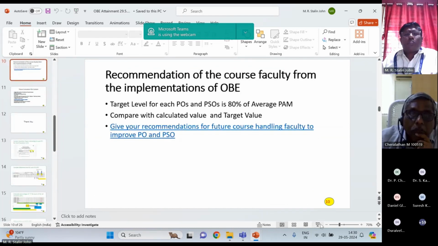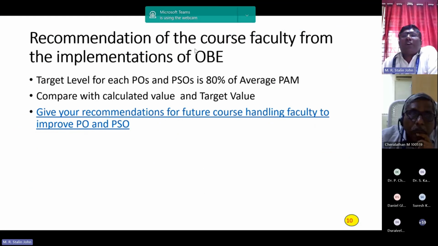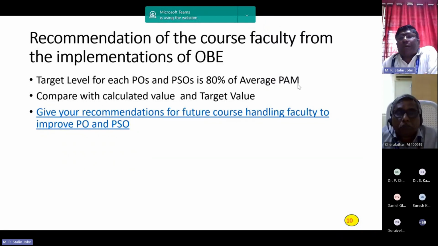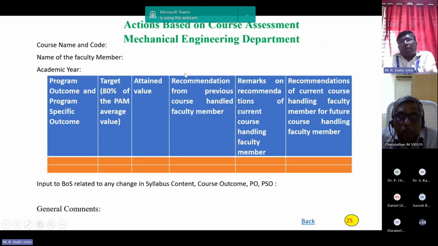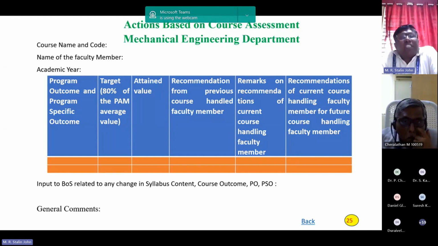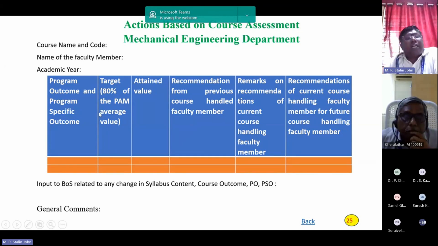Okay, for recommendation 1, for the course faculty, the target level of each PO and PSO is 80% of the average PAM, program articulation matrix. Compare the calculated value with the target value, then we have to give our recommendation. Our international advisory board gave suggestions on how to follow the ABET standard and how to close the loop. With his feedback, we have revised our mechanism. This is the program outcome: we will know what PO1, PO2, PO3 are, and the 80% target of the PAM value.